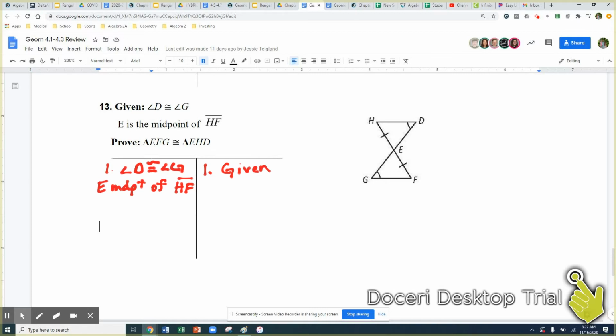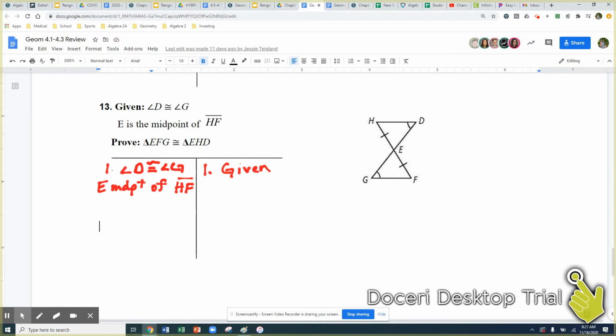After I've done the given, I'm going to take a peek and look at, okay, D and G are marked, and I'm going to keep track of that. And then I've got E as the midpoint of HF. Now, I don't necessarily like this diagram, because it actually puts the congruent symbols. We still are going to say that these two segments are equal because of the definition of the midpoint. The definition of midpoint says that the segments are congruent because the midpoint always splits a segment into two equal pieces. We'll get to that in just a second.